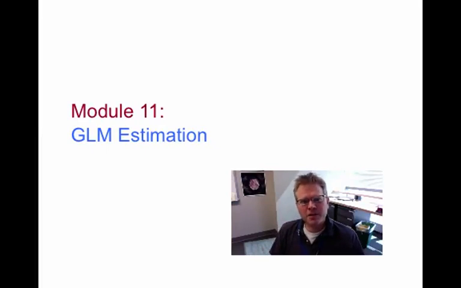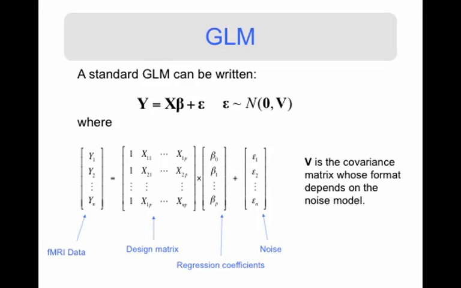Hi, in the previous module we introduced the General Linear Model, or GLM approach towards analyzing fMRI data. In this module we'll talk about how we can estimate the parameters of the GLM. So recall that the standard GLM model can be written in the following format.